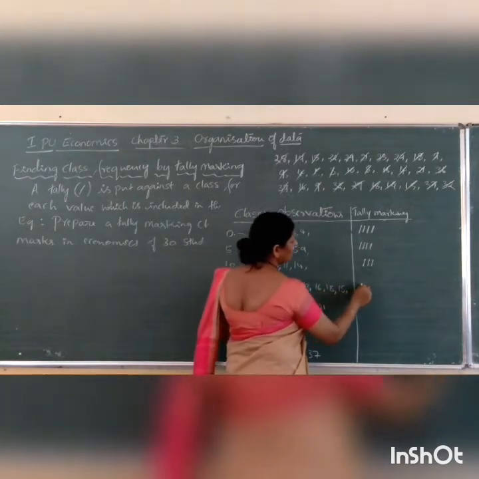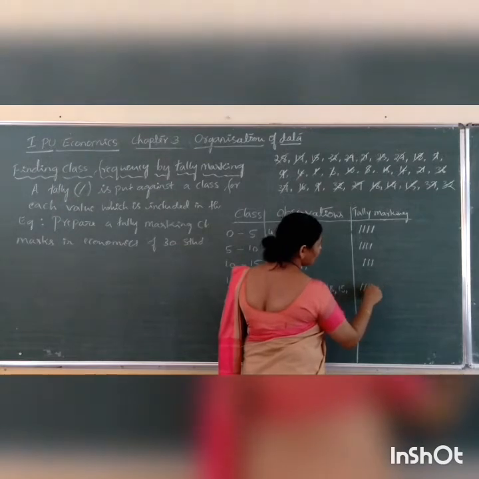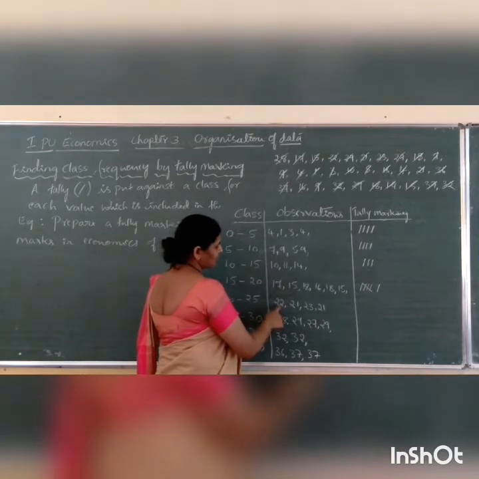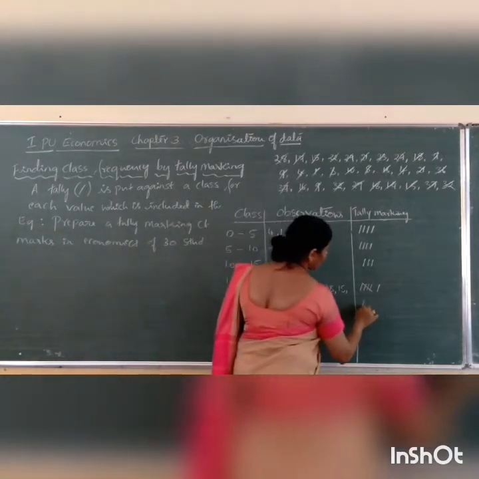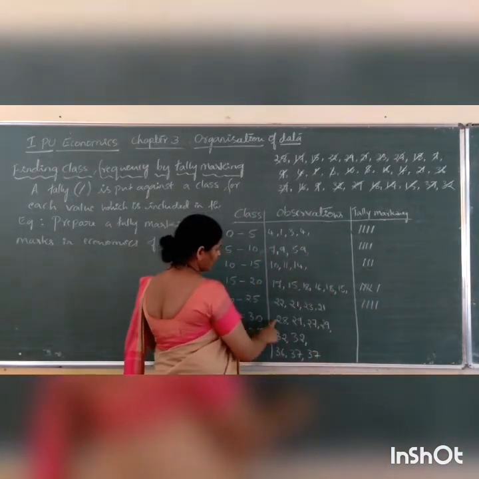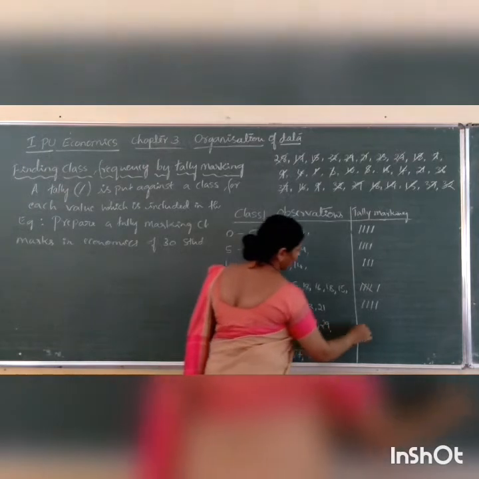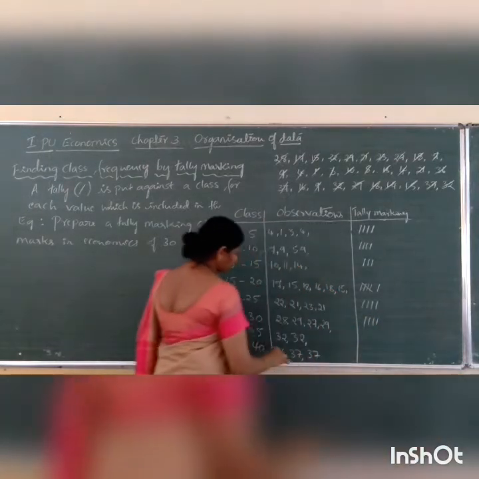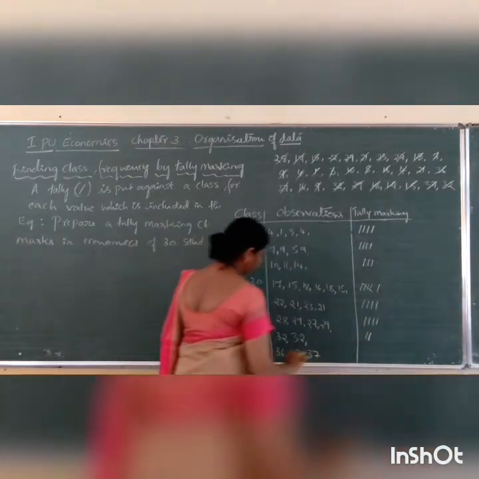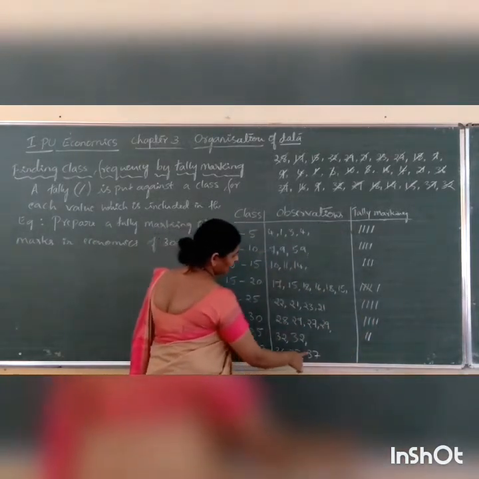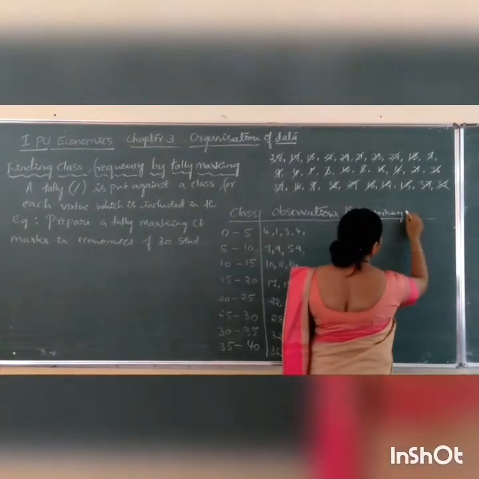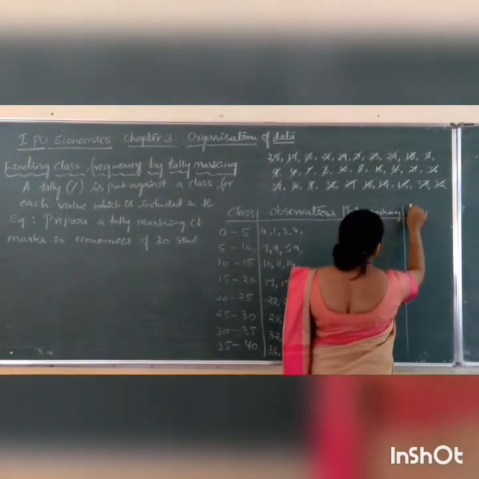How to put the tally mark? 1, 2, 3, 4, 5, then 6. In front of this class how many observations are there? 1, 2, 3, 4. In the next class, 1, 2, 3, 4 again. In the 30 to 35 class, 1, 2, and in the last class, 1, 2, 3. Okay. Next we should write frequency. What is that? Frequency.